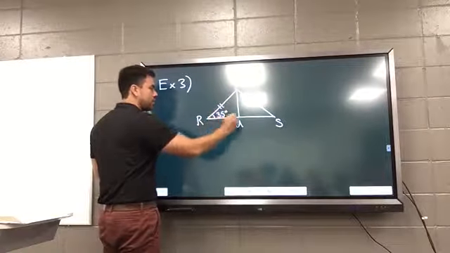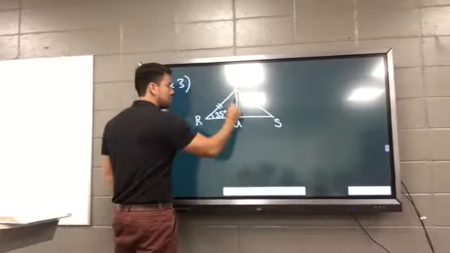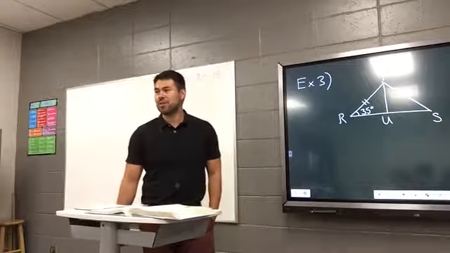TRU. This triangle right here, that's correct. Give me another one, Josh. TSU is the second one, and there's a third one. Wait, there's a third one? Peter?